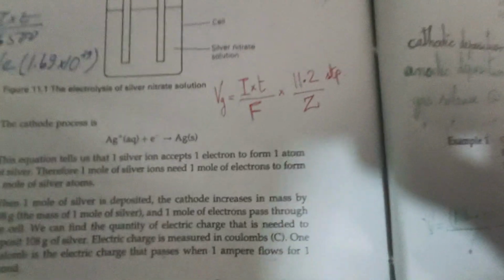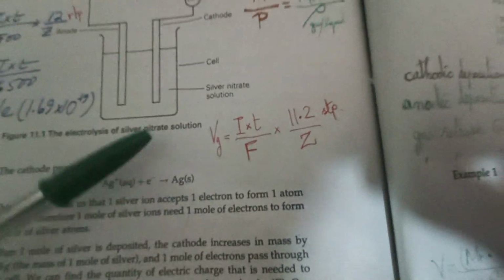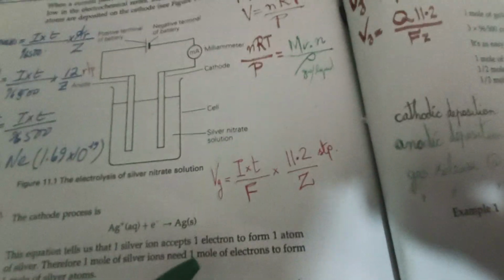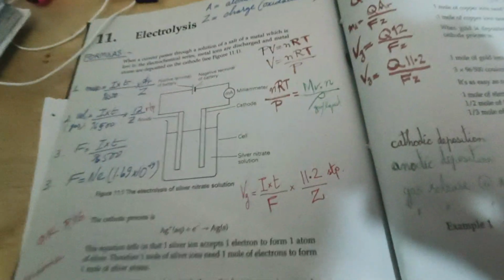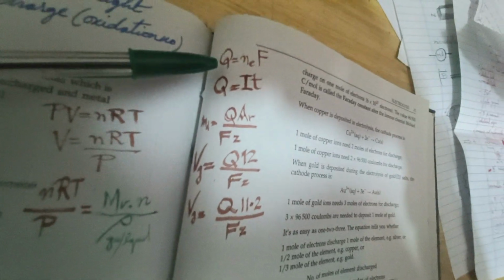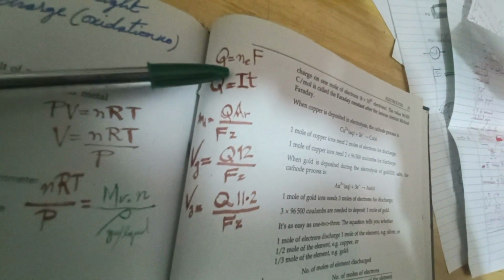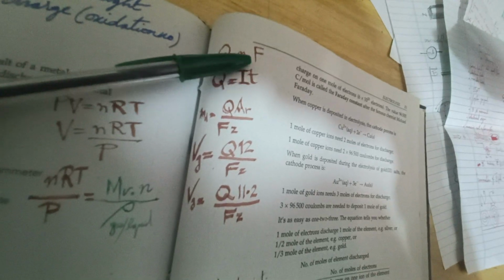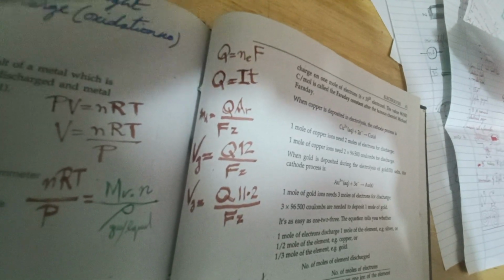The volume of gas released will be Q over F times 11.2 over the valency. Yes, please take screenshots. Next, this is charge, I times t, equals number of electrons passed times the Faraday constant, which is 96,500.